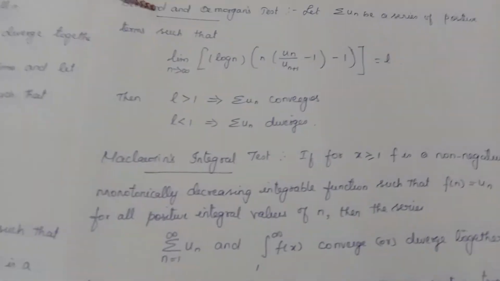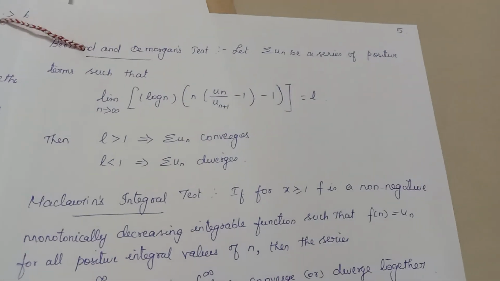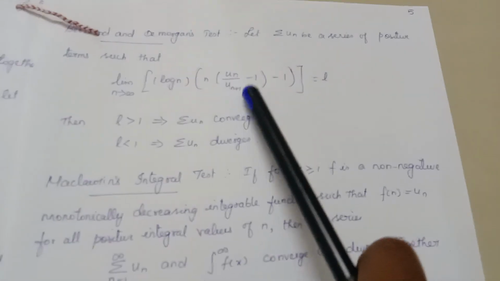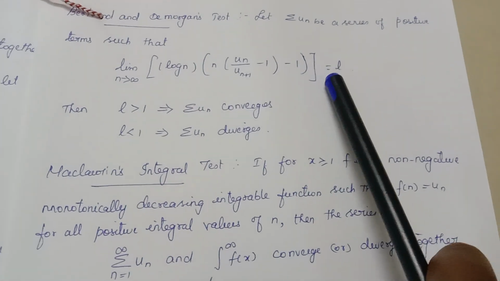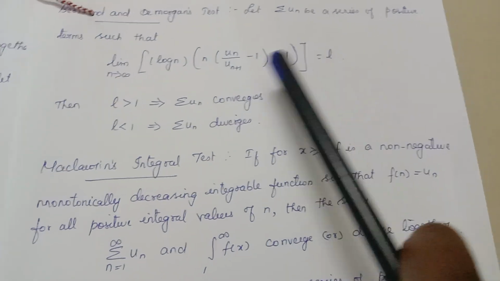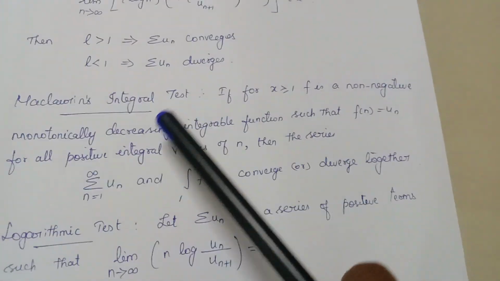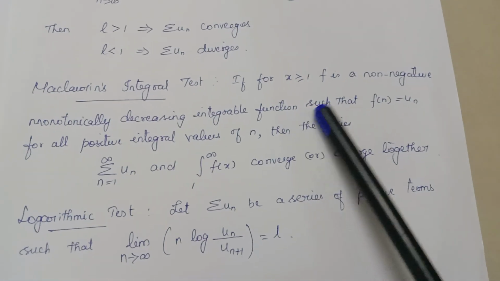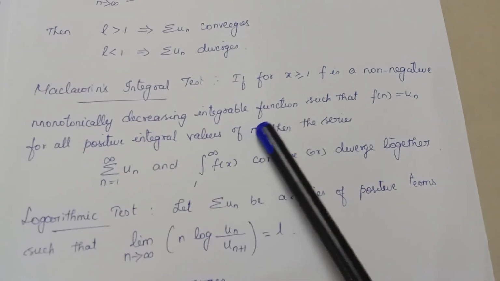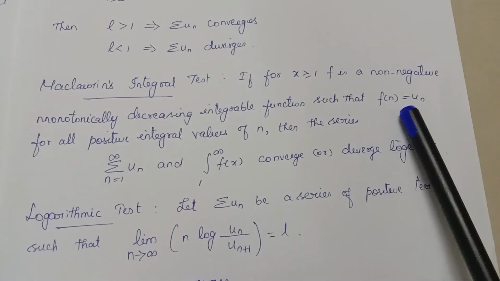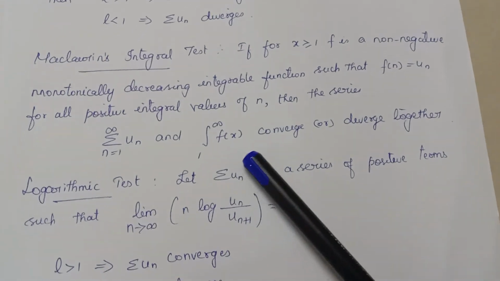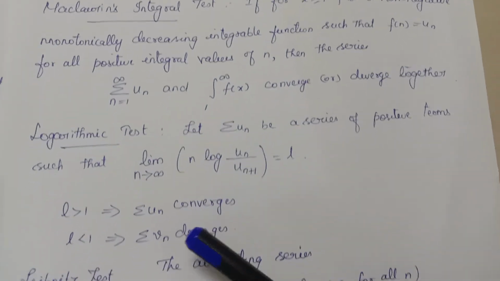One is Bertrand and De Morgan's test. This test says if the limit of log n into (n into (un by un plus 1 minus 1)) is equal to L, then this series converges for L greater than 1 and diverges for L less than 1. Next one is Maclaurin's integral test. For x greater than or equal to 1, f is a non-negative monotonically decreasing integrable function such that f of n equals un. Then sigma un and the integral from 1 to infinity of f of x converge or diverge together.